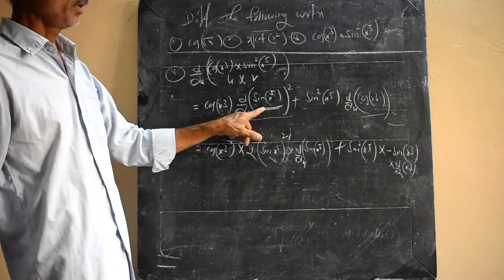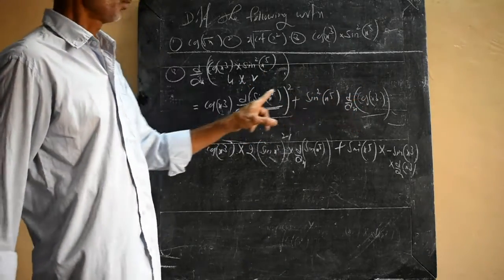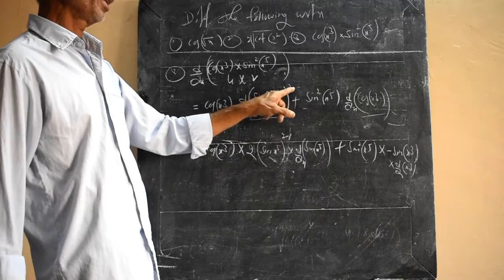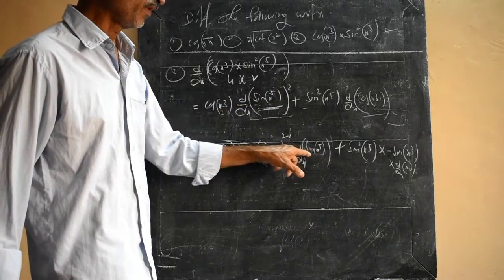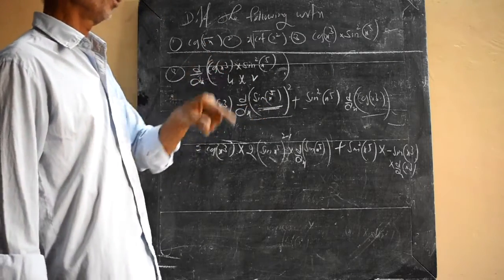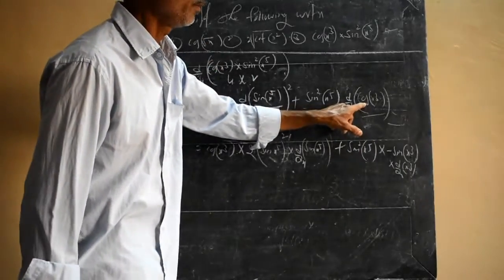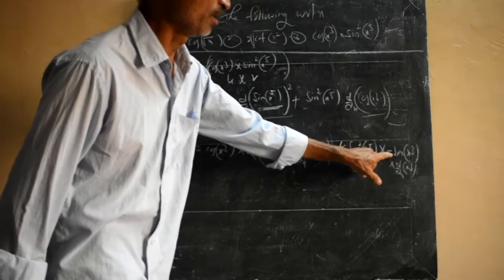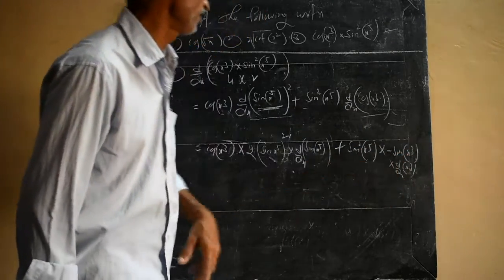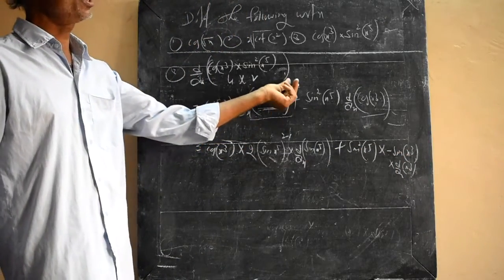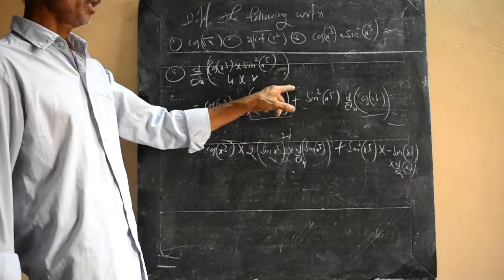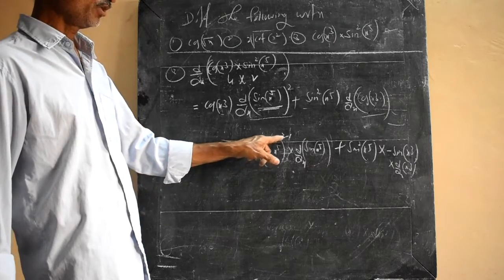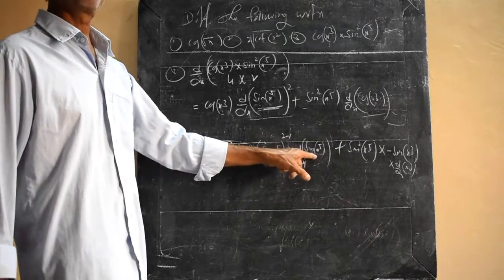I have differentiated these two. This one is in the form of f of x raised to n: n into f of x raised to n minus 1 into d by dx of f of x. What is the f of x here? Sin x raised to 5. And the other is in the form of cos f of x, whose differentiation is minus sin f of x into d by dx of f of x.